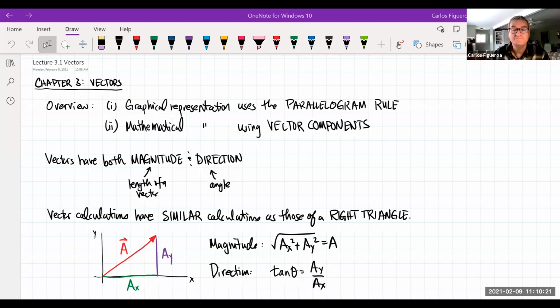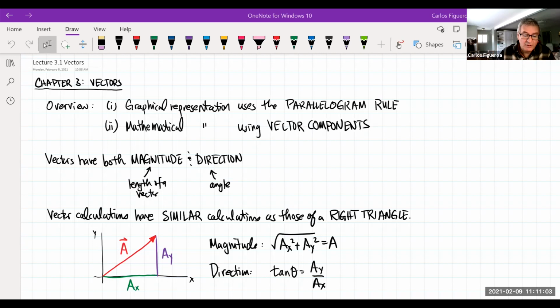Well, what I want to do here is show you where we were last time and where we need to be going now. We're now in chapter 3 where we're talking about vectors. The overview that I gave yesterday is that we have a graphical representation where we use the parallelogram rule, which is really a sketch of the vectors. Then we want the mathematical representation of vectors, using vector components, and that's by far the most important. Anytime we have vectors, we have both magnitude and direction, and our job here is to calculate that.